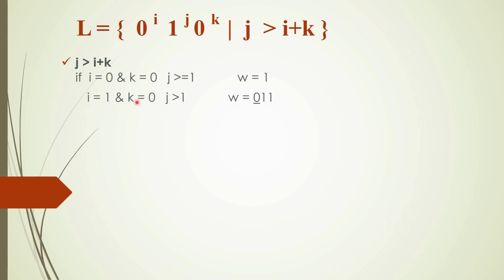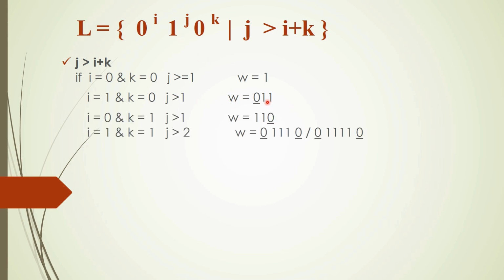Then another condition is i is equal to 1 and k is equal to 0. So in this condition your j must be greater than 1. Okay. So the i plus k value is nothing but 1. So that's why your j must be greater than 1. Okay. So here you can see the appearance of 1 is two or more times, like 1 1. Okay. Next one is i is equal to 0 and k is equal to 1. As we designed the string for i is equal to 1 and k is equal to 0, similarly you are supposed to design the string for this one. Accordingly, the following strings are generated.